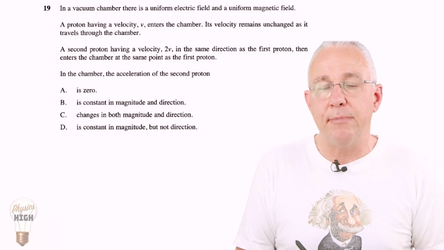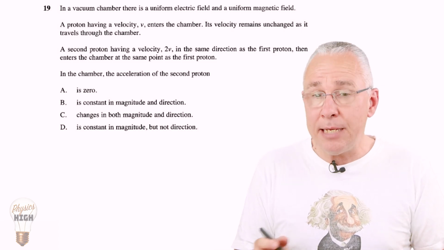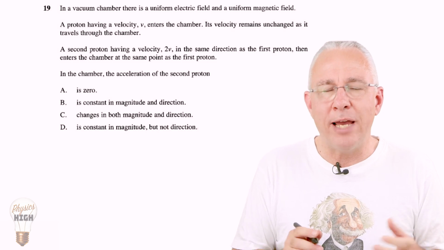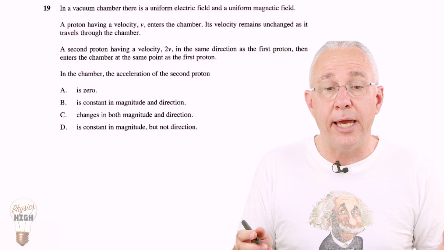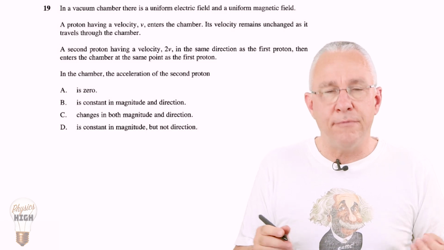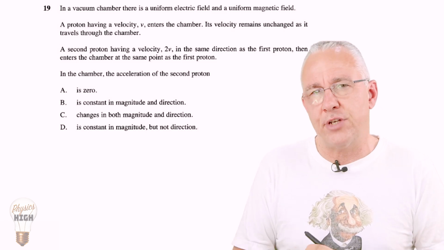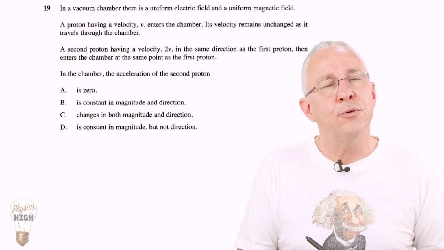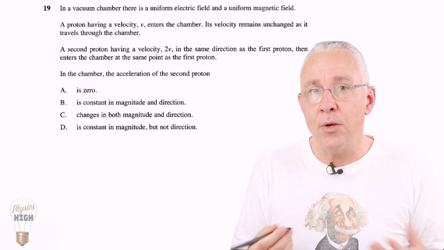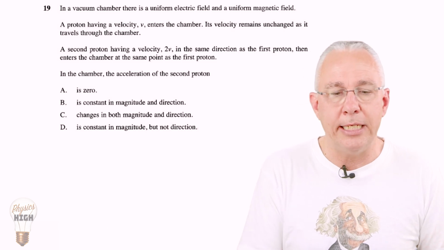We have a vacuum chamber that has a uniform electric field and a uniform magnetic field. We have a proton entering that chamber moving with a constant velocity, and that velocity doesn't change, which means its direction doesn't change. So in essence, the force due to the electric field and the force due to the magnetic field are opposing each other, resulting in no net force.